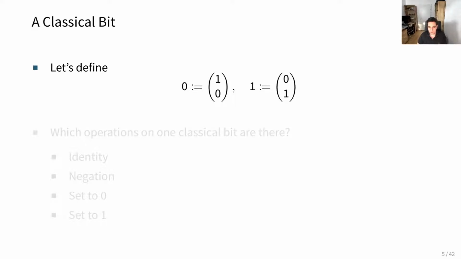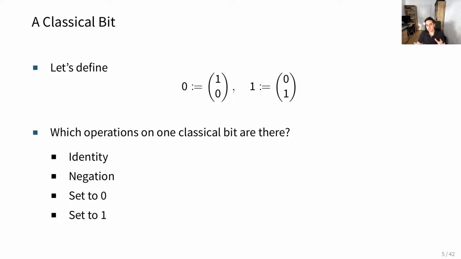Okay, so we can ask ourselves which operations operate on a classical bit. Now it's important to say that we mean an operation which takes one input bit and produces one output bit. So for instance, an AND gate is not such an operation because it takes 2 input bits. It turns out that there are exactly 4 operations. There's the identity, which basically doesn't change anything, so a 0 remains a 0 and a 1 remains a 1. Then there's also the negation, which essentially does the opposite.